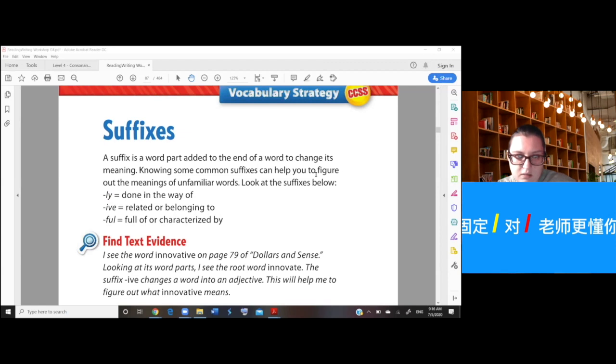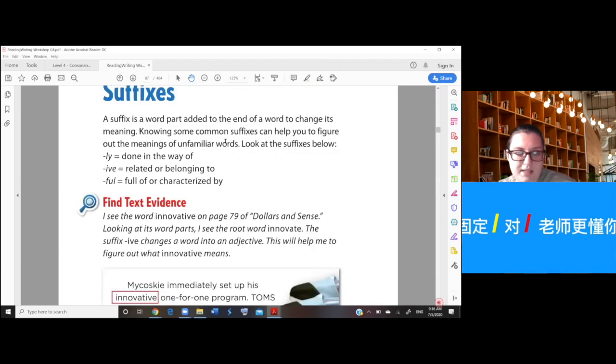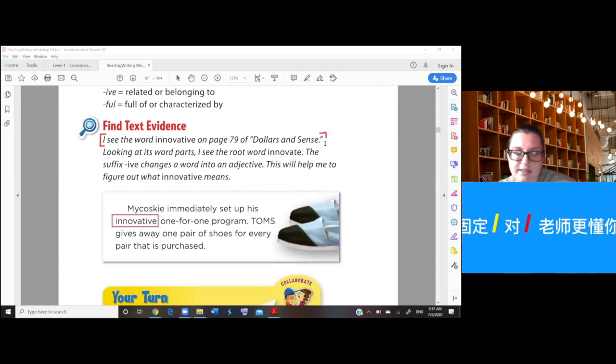This will go down. Find text evidence. Read this part. I see the word innovative on page 79 of Dollars and Cents. This word, innovative. Good job.